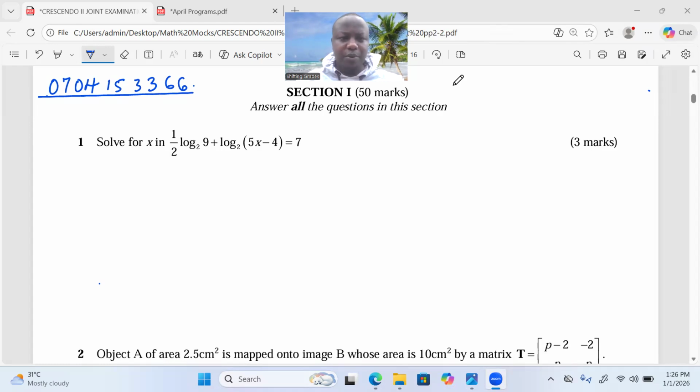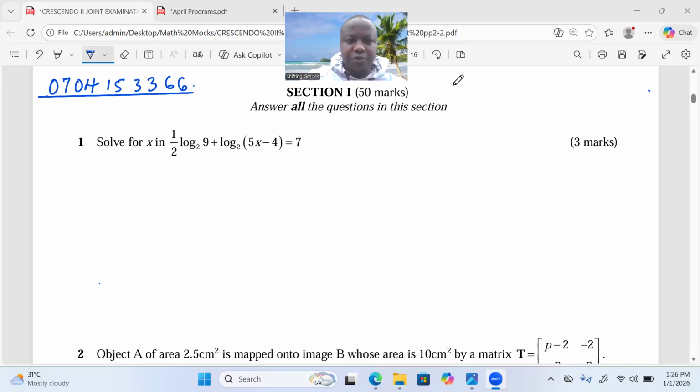This is question number 1. We're going to use two methods. So let's start with the first approach that you can use to get this particular question solved. Solve for x in half the logarithm of 9 to base 2 plus the log of 5x minus 4 to base 2 equals 7.